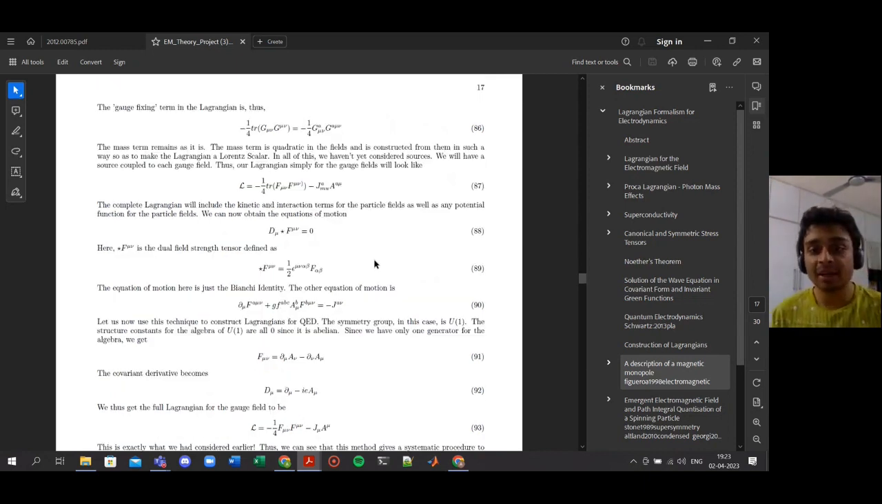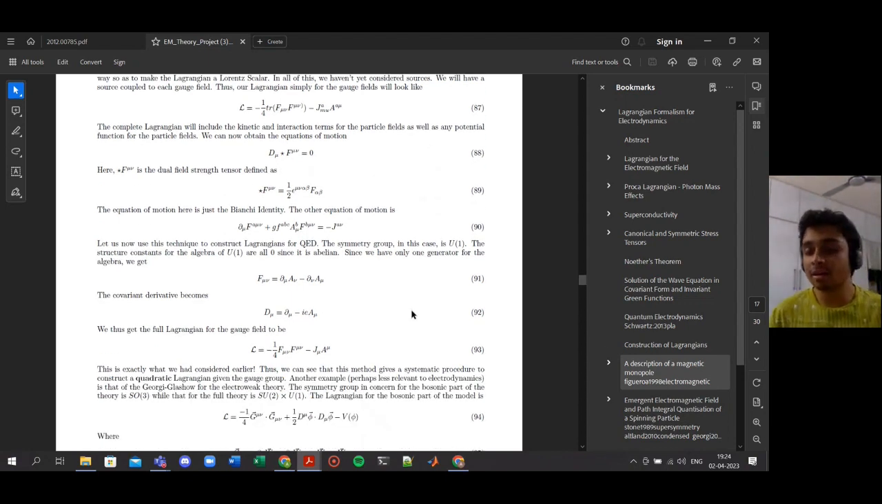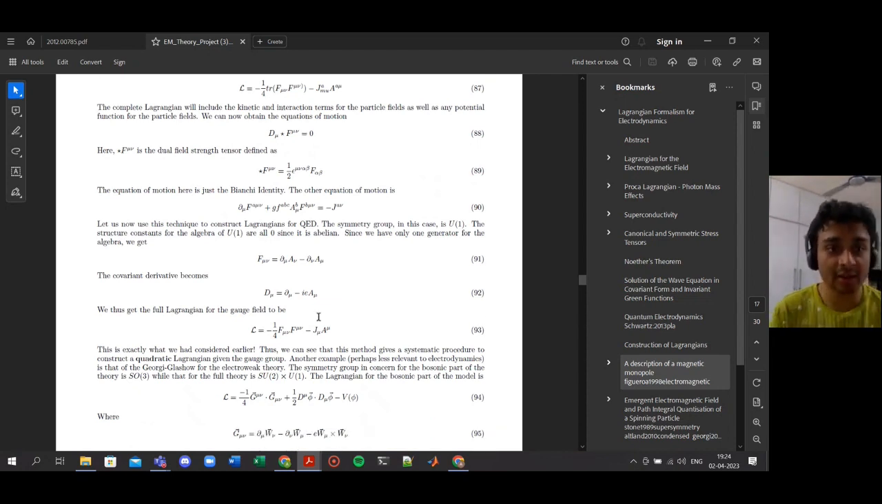Now, this antisymmetry of the field strength tensor gives us the Bianchi identity, which is d_mu of the dual of the field strength tensor is 0. And so that is described in equations 88 and 89. And the equation of motion, which is just the Euler-Lagrange equation, is given by equation 90.